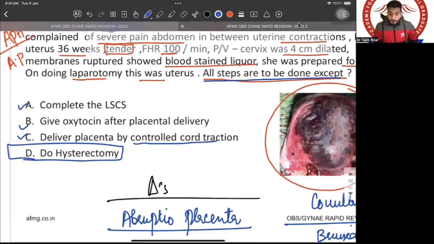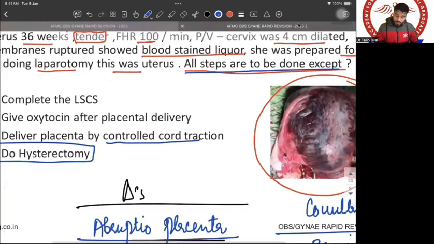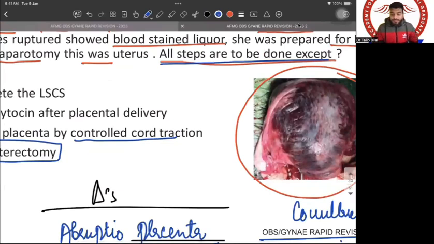Brandt-Andrews method. Okay, guys, we have already discussed this in the active management of the third stage of labor. Step number three is the delivery of the placenta. But how do we deliver the placenta, guys? By controlled cord traction. We also used one method called Credé's method, but that method is obsolete now because there are more chances of retained placental bits, and there are more chances of secondary postpartum hemorrhage.